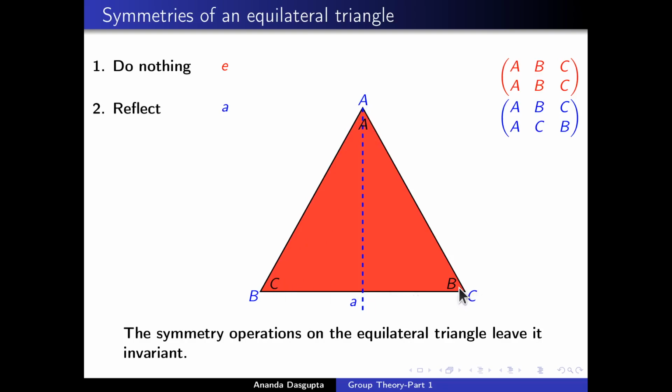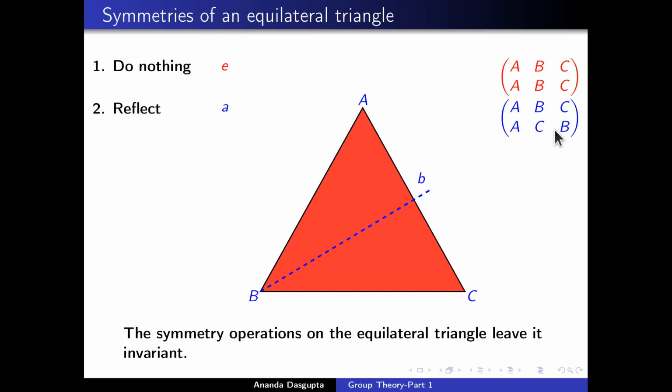What used to be the vertex C has come here now. So this is the vertex C now, but the original C has come to B, and the original B has come to C. So this is what happens under this particular symmetry operation. ABC becomes ACB. So A stays A, B goes to C, C goes to B.